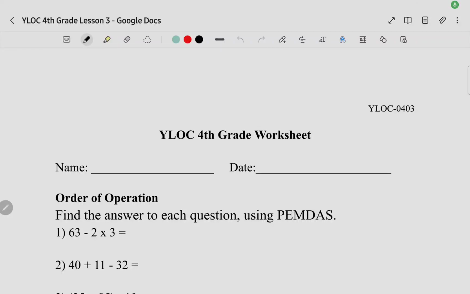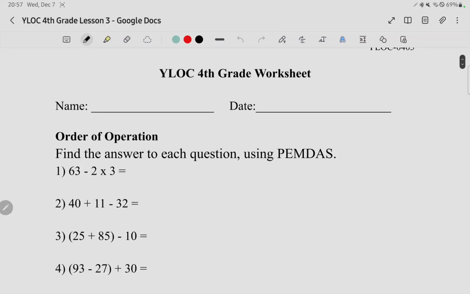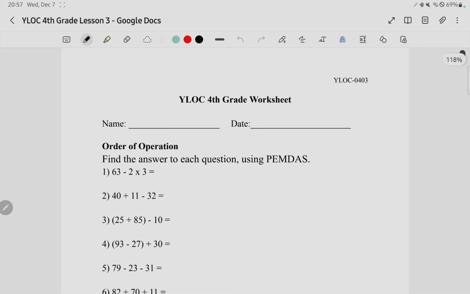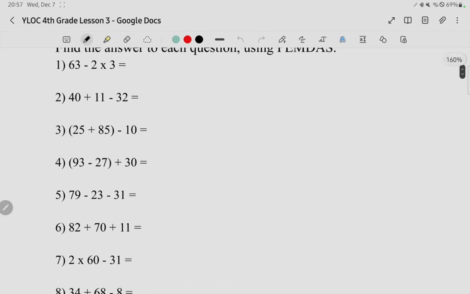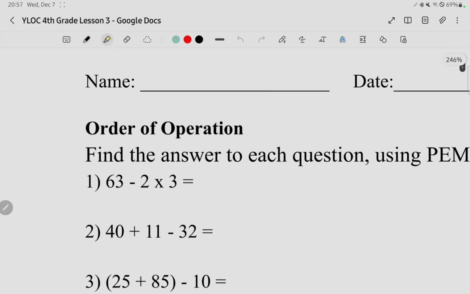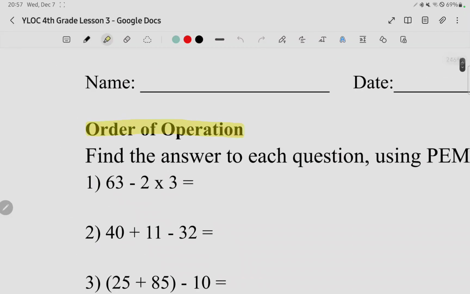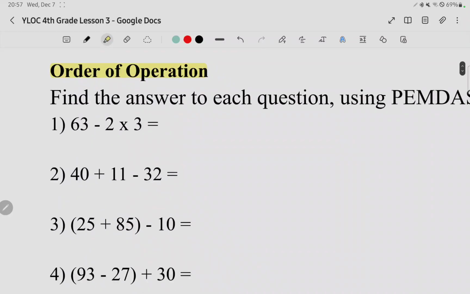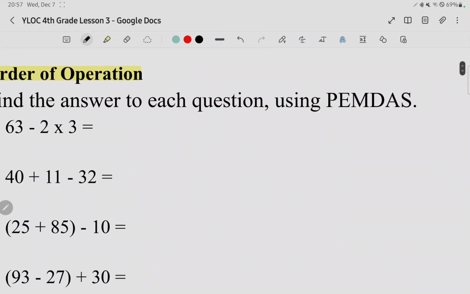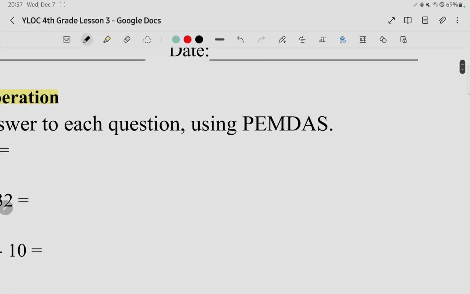This is a fourth grade worksheet, and we'll go over the questions as we go along. First of all, it's asking for order of operations, which means you have to look at the question and see which operation goes first and which goes next. In order to find it, we have to use something called PEMDAS.